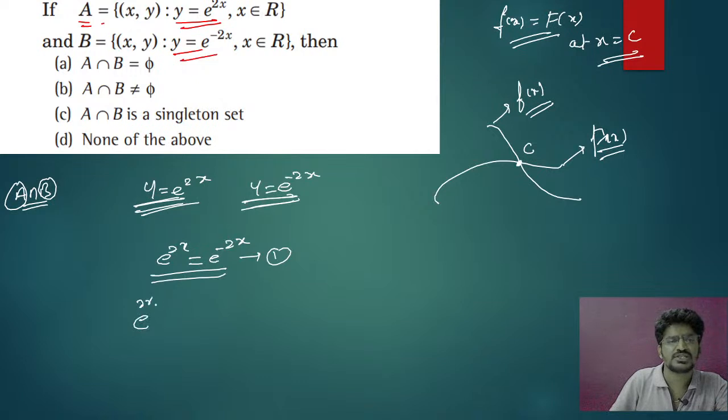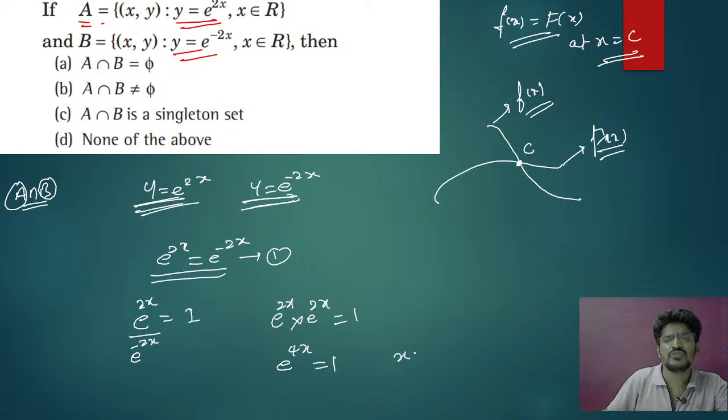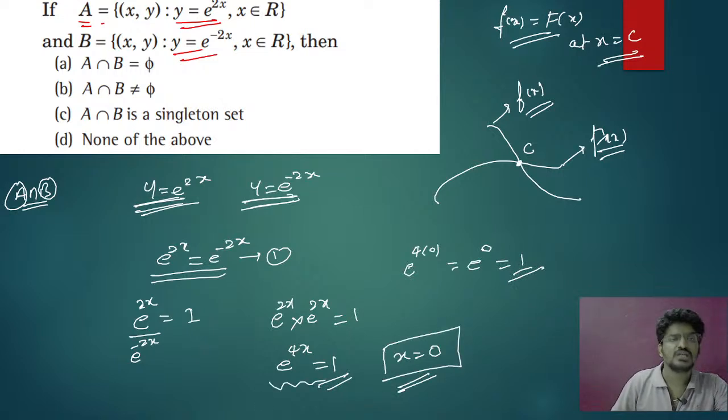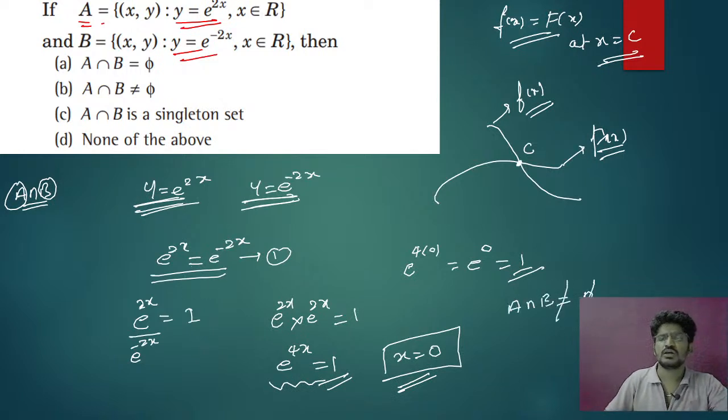Okay, so now you can solve this equation. e raised to 2x equal to e raised to minus 2x. So how can you simplify this? e raised to 2x into e raised to 2x equal to 1. That is e raised to 4x equal to 1. Now if x is equal to 0, you will get this answer as 1. That is e to the power of 4 into 0, that will be e to the power of 0 equal to 1. So therefore at x equal to 0, you have e to the power of 4x equal to 1. So therefore A intersection B is not equal to empty.